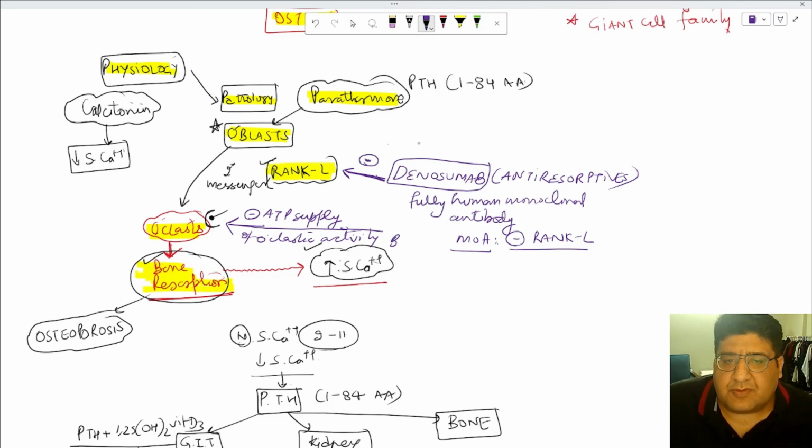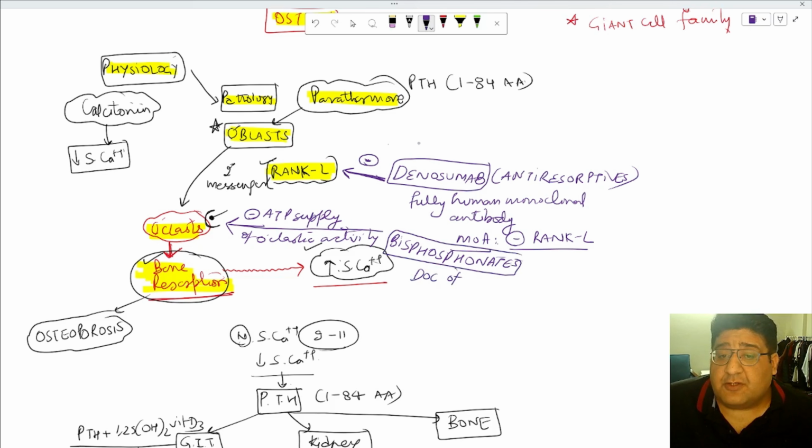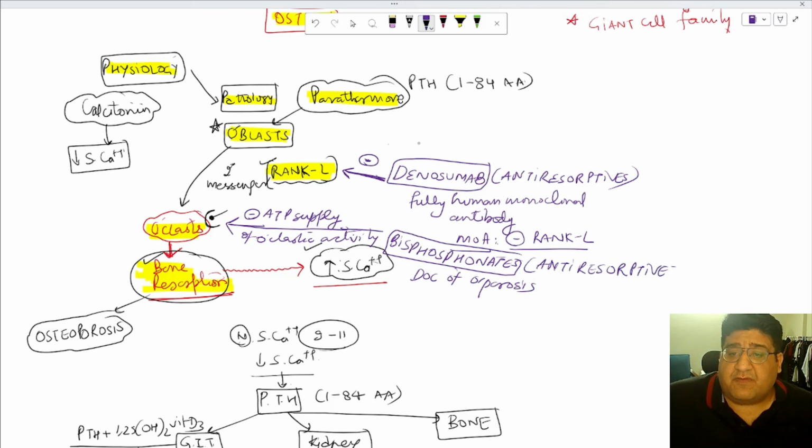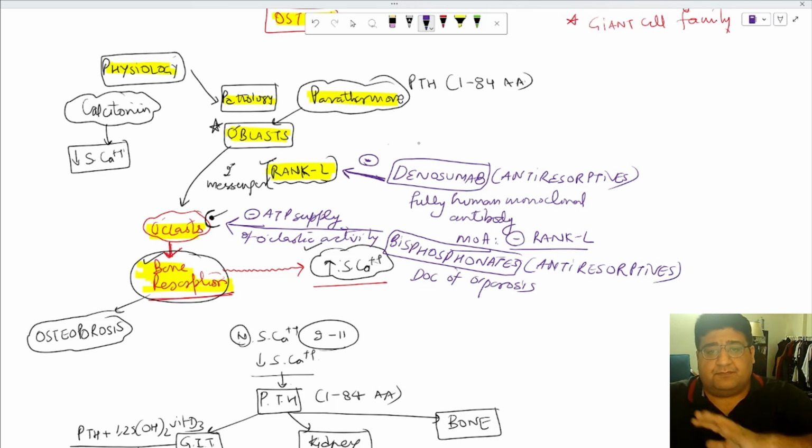Yes or no? Yes. By the way, this category of drug will be called bisphosphonates. And believe me, they are the drug of choice for osteoporosis, whatever type, whatever age, whatever stage. Overall drug of choice is bisphosphonate. And again, these are anti-resorptive and there is no confusion about it at all. Clear?